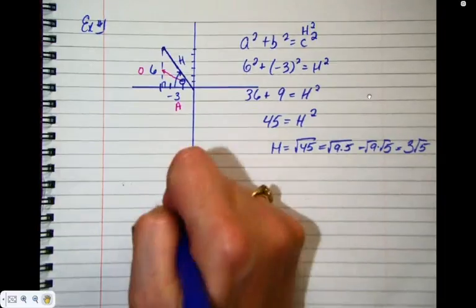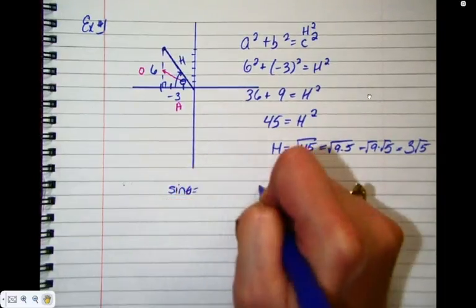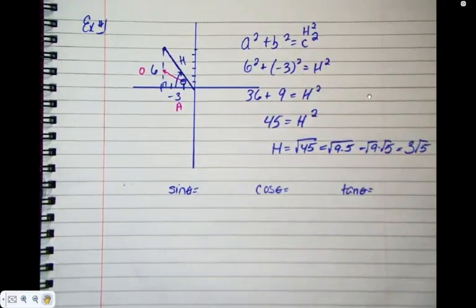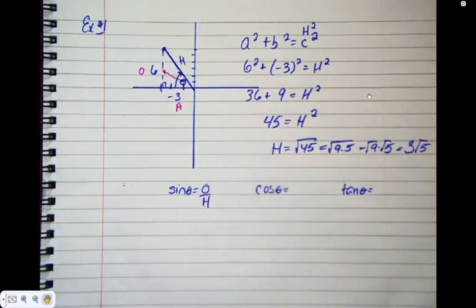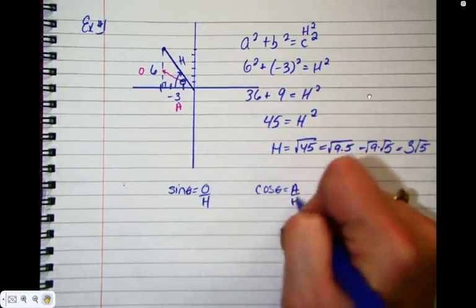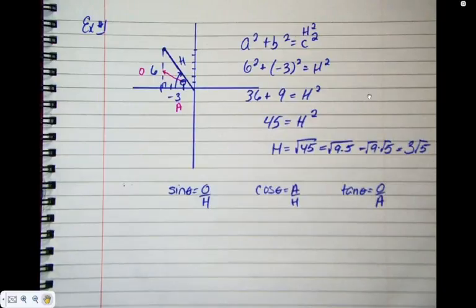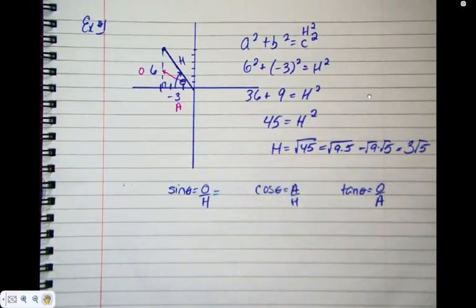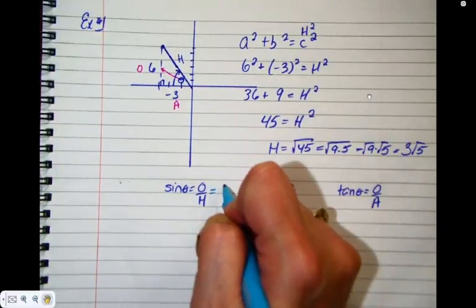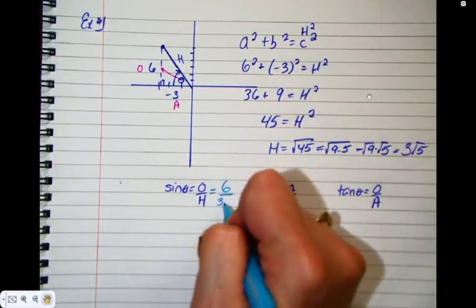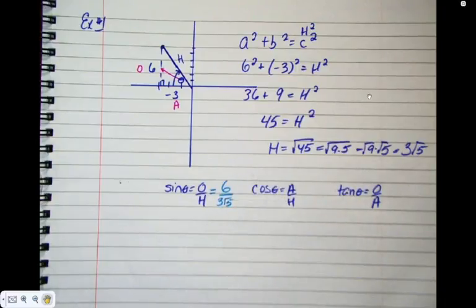Now, what the question is asking for is give the fractions for sine, the fractions for cos, and the fraction for tan. That's what it wants to know, what are those 3 ratios, we call them. And so I know sine is O over H from way back in grade 10, and cos is A over H, and tan is O over A. And so now I'm just substituting right from the triangle. What is the value of O in my triangle? 6. And what's the value of H that we just calculated? 3 root 5.